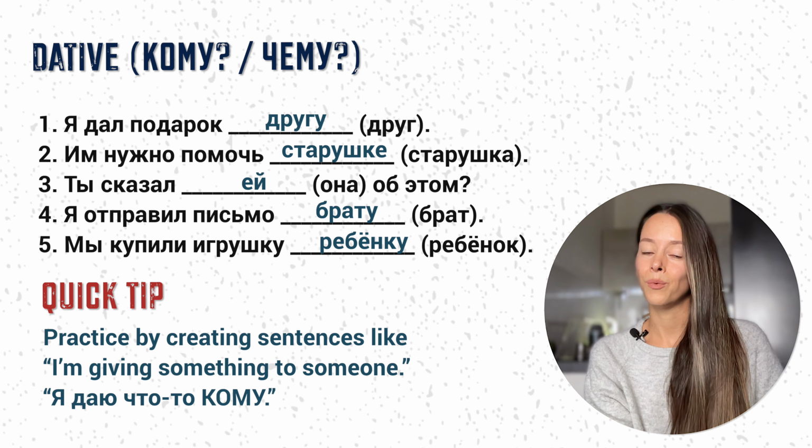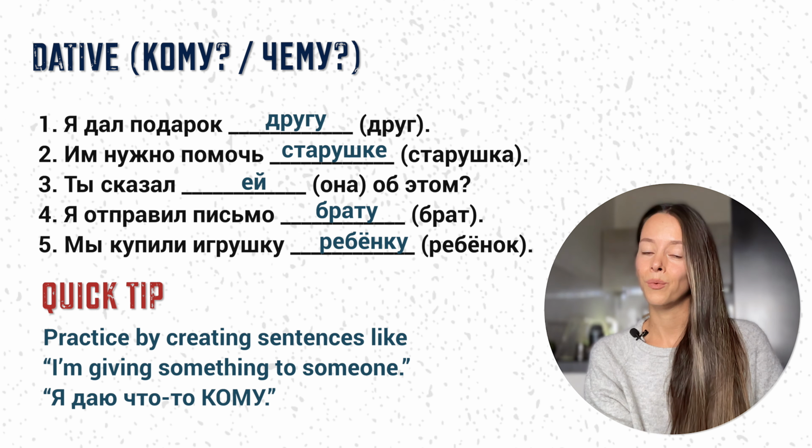So to practice the dative form of different nouns, you can say я даю кому, which is in the dative case, что. Я даю ручку кому. Replace кому with different nouns to practice the dative case.